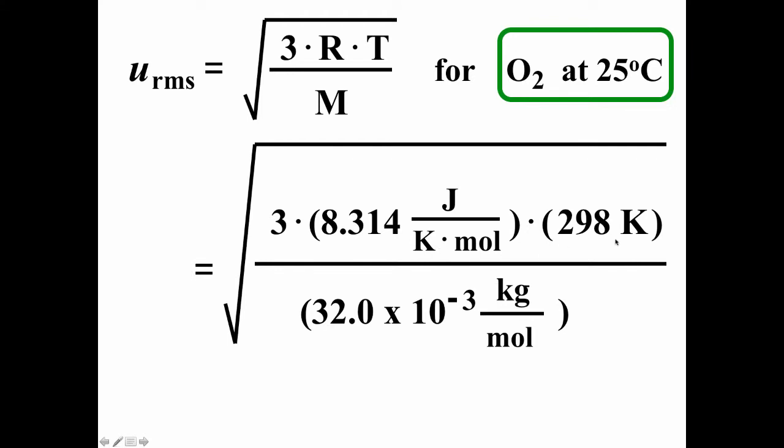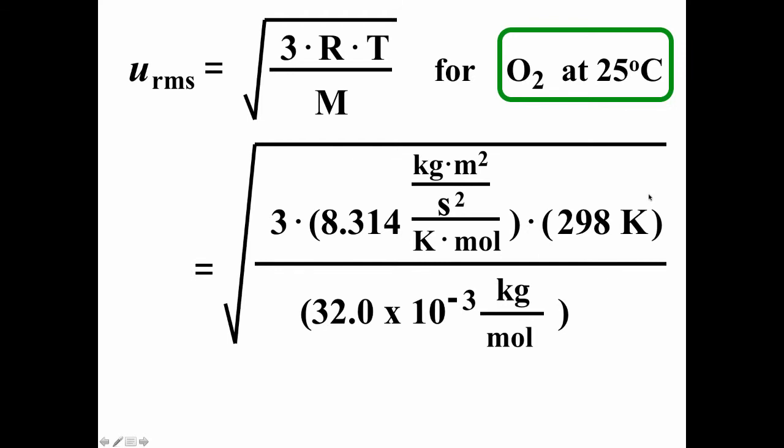Now you can see that the Kelvin and the moles will end up canceling, but the joules doesn't look like it's going to in any sensible way unless we realize that a joule is really a kilogram meter squared per second squared. We haven't dealt with this particularly. This is kind of a physics sort of topic, but a joule is a kilogram meter squared per second squared.